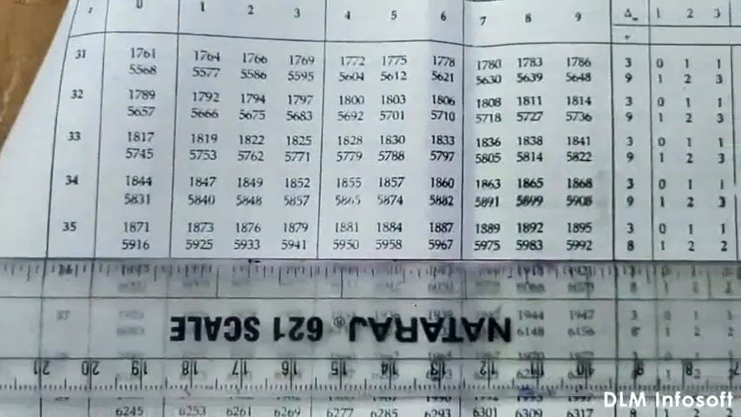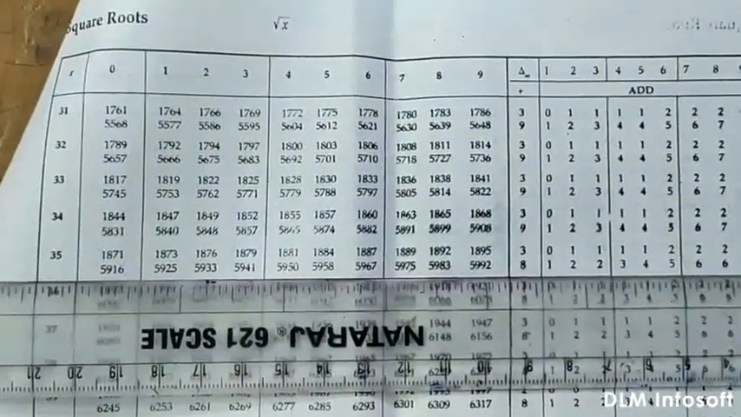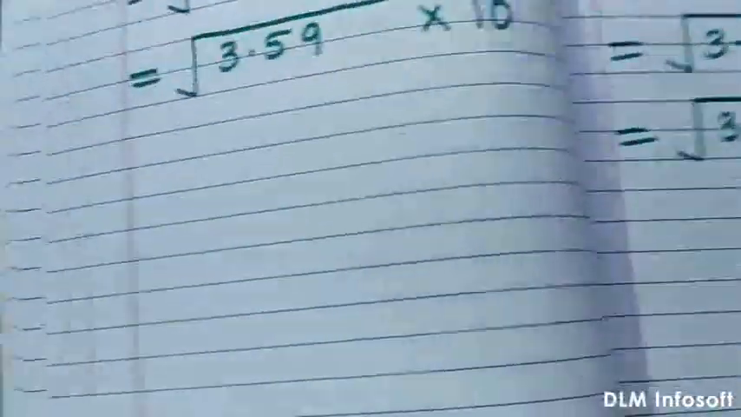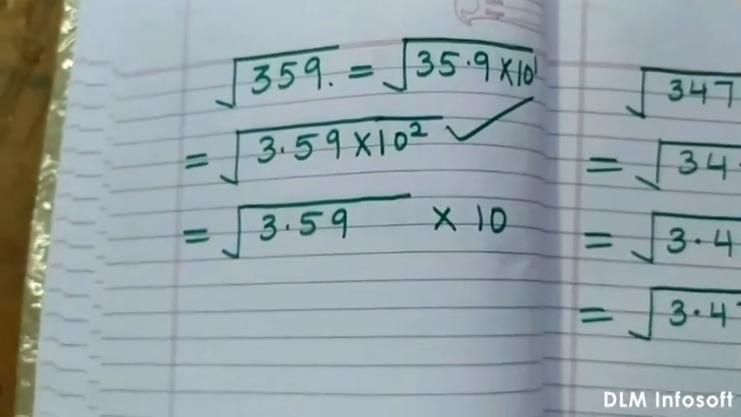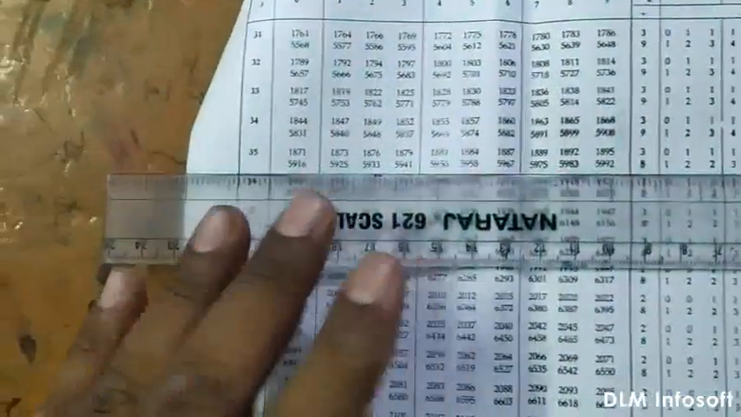Have you got? In front of 35, there are two lines. We will see how many digits there are before the decimal. Before the decimal there is only one digit. So where will we look? In the first line.